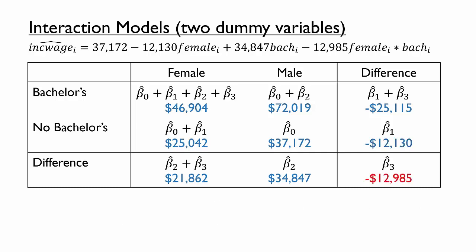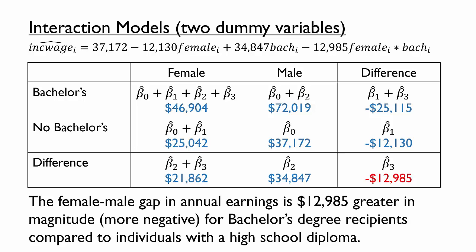Finally, we can return to the difference in differences with an alternative interpretation by noting that the gender pay gap differs based on educational attainment. The female-male gap in annual earnings is $12,985 greater in magnitude, that is, more negative, for bachelor's degree recipients compared to individuals with a high school diploma.